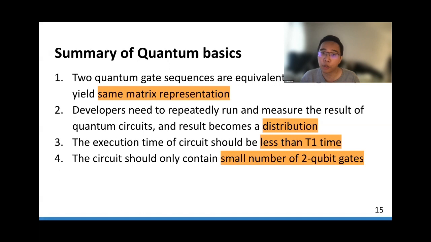Third and fourth are related to hardware noise. For example, the execution time of the circuit should be less than T1. That means the circuit depth should not be too large. Otherwise, the result is totally unreliable. And the circuit should only contain a small number of 2-qubit gates. Otherwise, the result will also become unreliable. So QDiff filters out the worthless circuits based on these 2 rules.